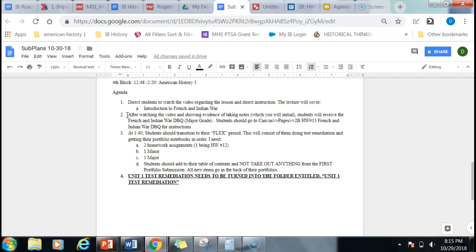When you're compiling your portfolio notebook, just add to your table of contents. So you should see your table of contents and just say portfolio notebook number 2, and just continue your table of contents there. List out the items I should be able to grade. Don't take anything out of your portfolio notebook from the first submission. All the new items go directly behind and in the back. So you're building a portfolio throughout the entire year.